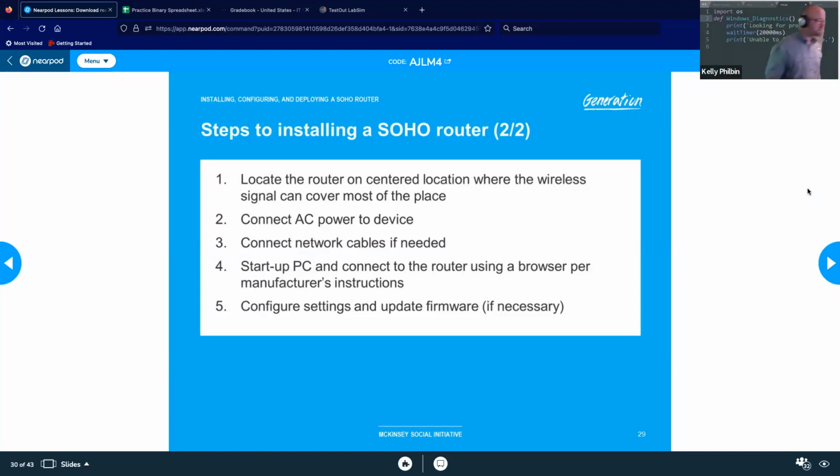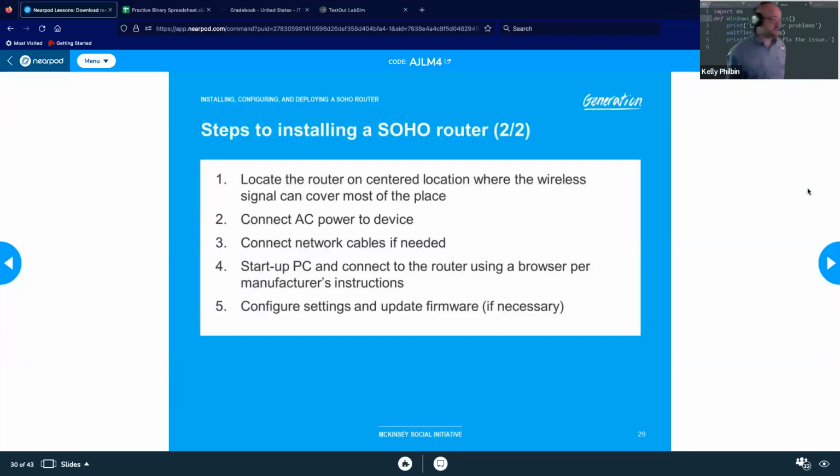Step to installing a SOHO router. Try to find a centralized location in your house or office. Make sure it is close to an AC or a power source that you can plug it in. Connect your network cables if needed. Most of us don't. It just goes straight to Wi-Fi. But if you have a wired network, you would be able to hook it in at this point.